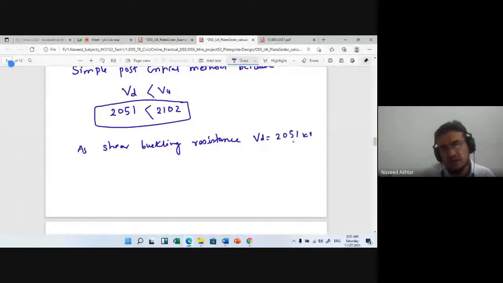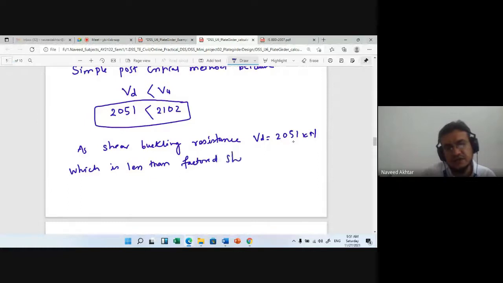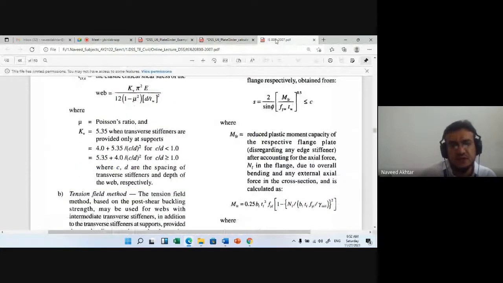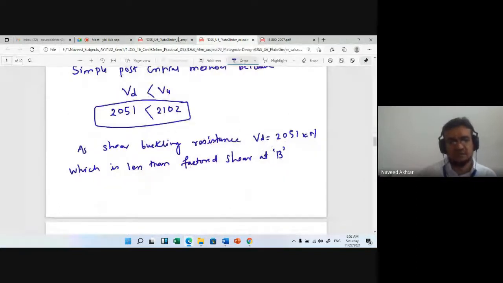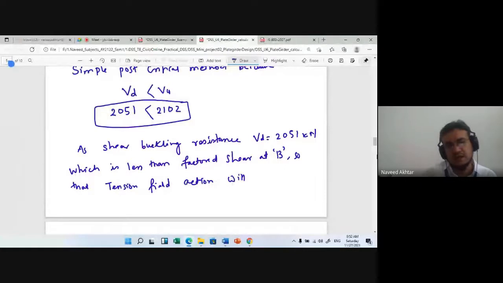2051 kilonewton, which is less than factored shear at point B where it is maximum shear, so that tension field action takes place. Okay, now this tension field action takes place, and for another class, we will continue this problem example in your practical class coming at 11:10.